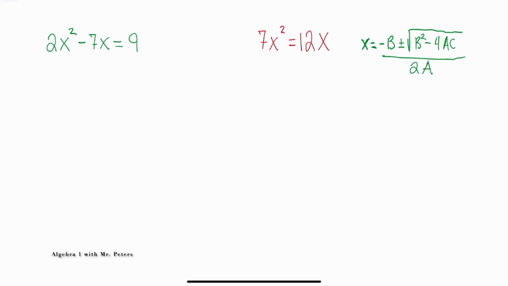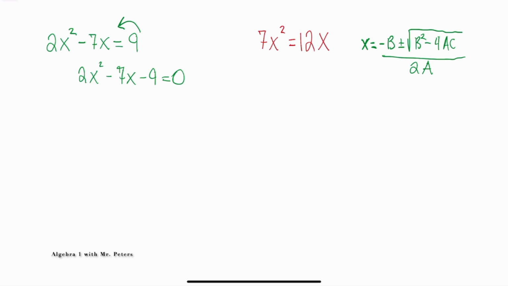Now we just have to be mindful that the trinomial quadratic equation may not always be in standard form, so you may have to manipulate it. So in the first example in green, we're going to have to subtract 9. If you don't, you may have the wrong sign. So we're going to use 2x squared minus 7x minus 9 is equal to 0. This is what we're going to now use to plug into the quadratic formula.